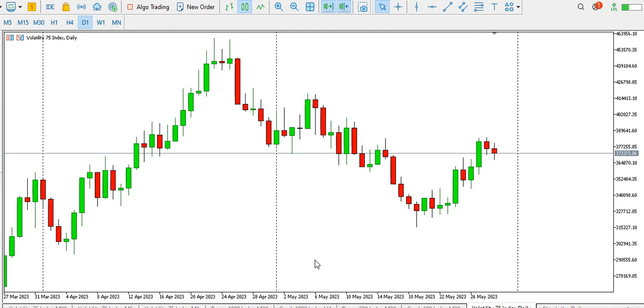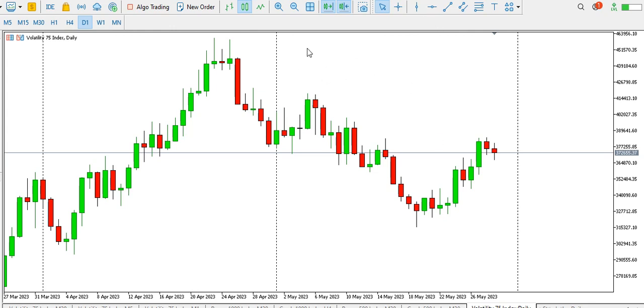Today we'll be looking at how we can trade volatility 75 index on the smaller time frames. We're also going to look at how we can trade step index on the smaller time frames. Before we go to the lower time frames, we're going to look at what has happened on the higher time frames. I'll be starting with volatility 75 index on the daily time frame.